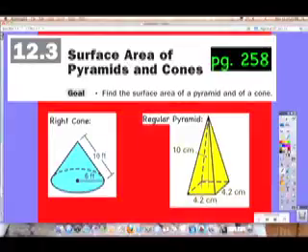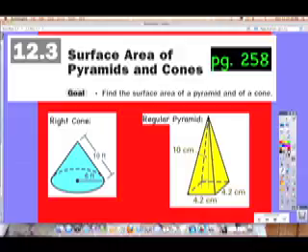Okay, surface area of pyramids and cones. Remember, it's like wrapping a present, not just shoving it in a bag. You literally have to cover every single side. Cones are fantastic because there's just a formula to solve. Pyramids take a little bit of work, like we did on the warm-up.